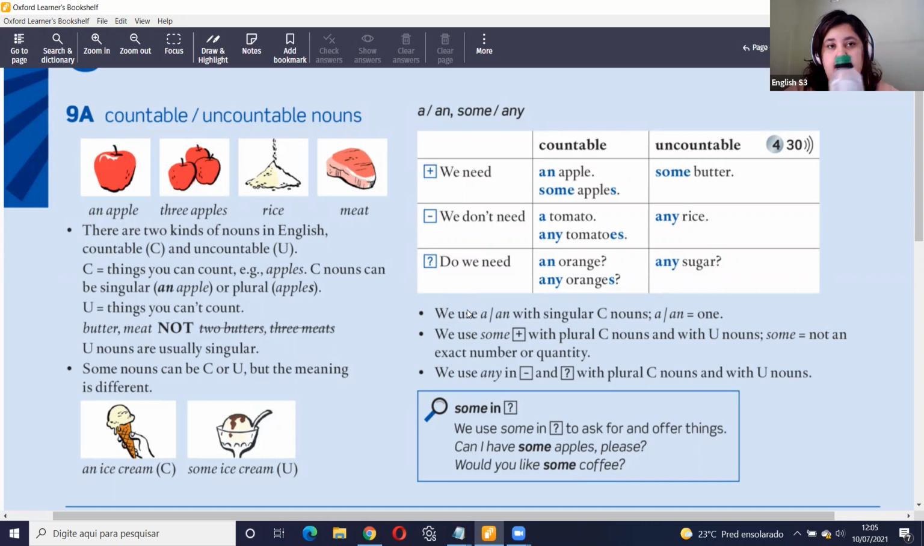Money, not countable. I can count dollars, for example, $1, $2, but I can't count 2 money. That's the difference. So countable are things that you can count easily and uncountable things that you can't count.